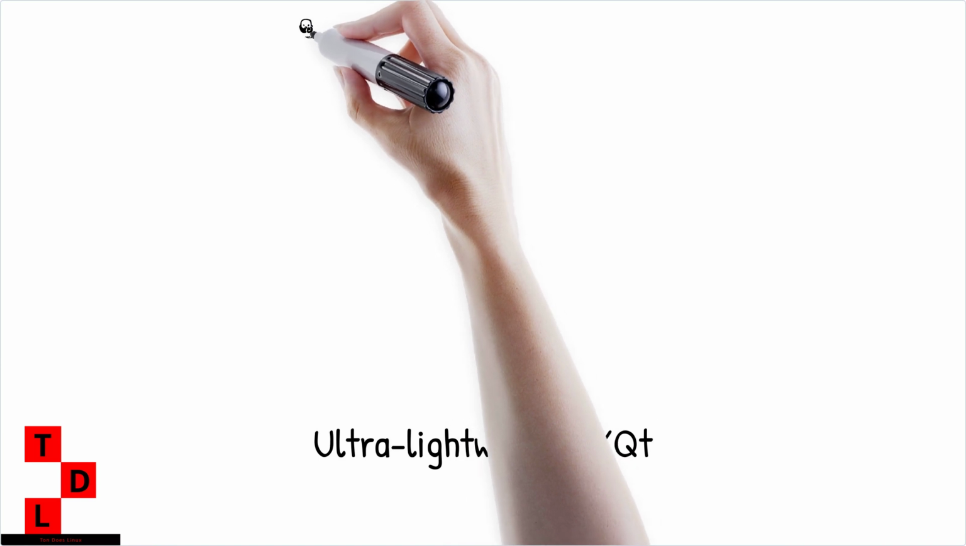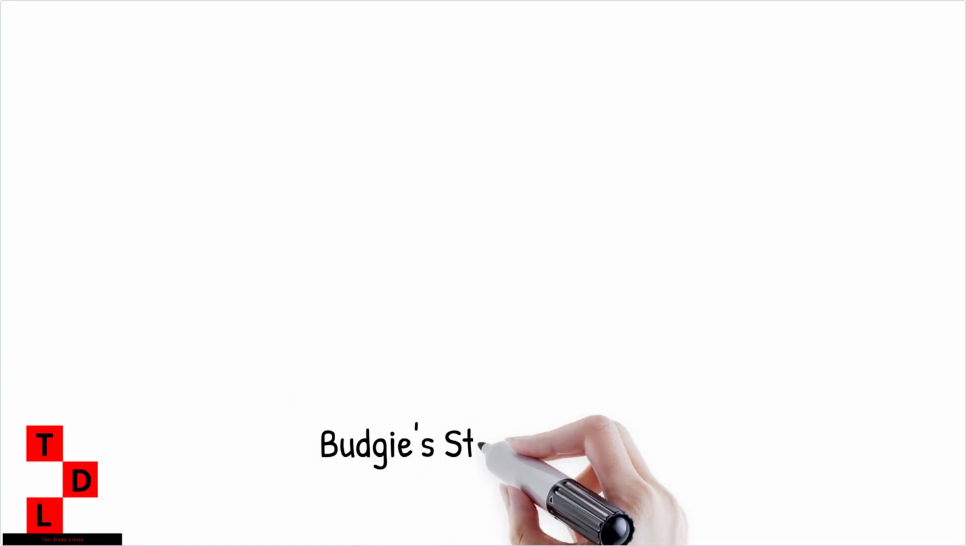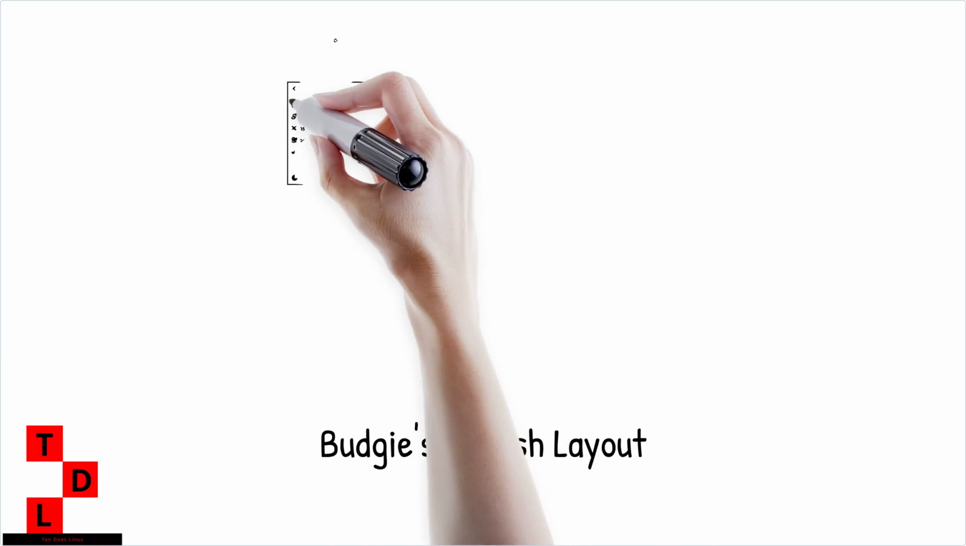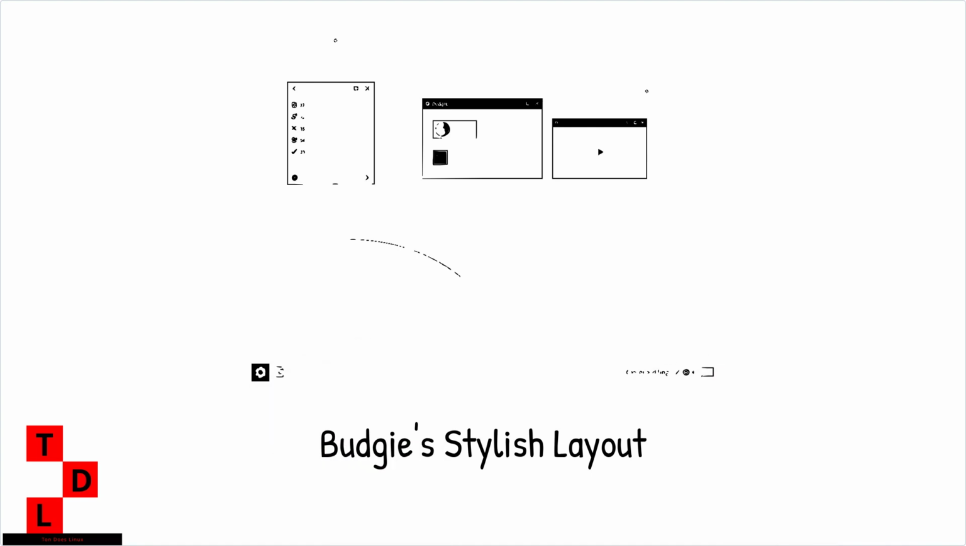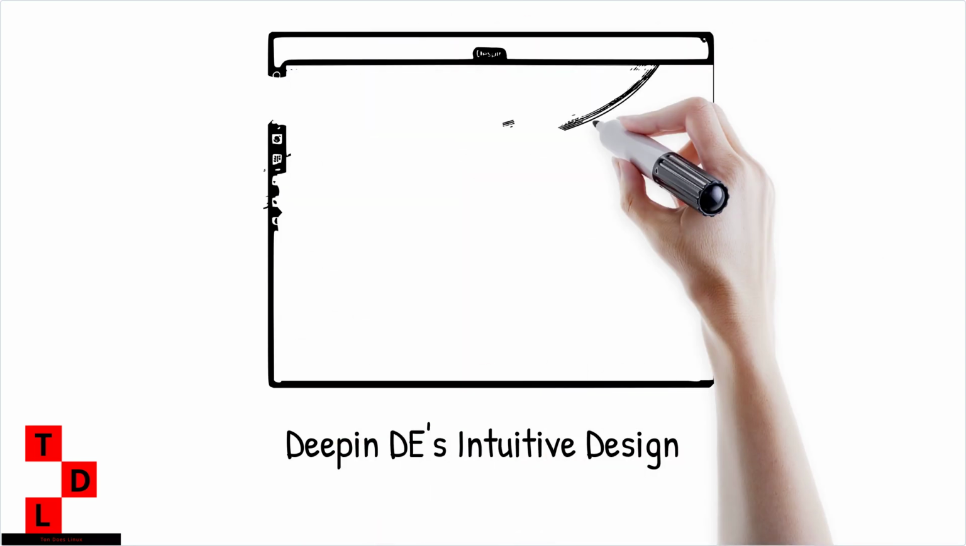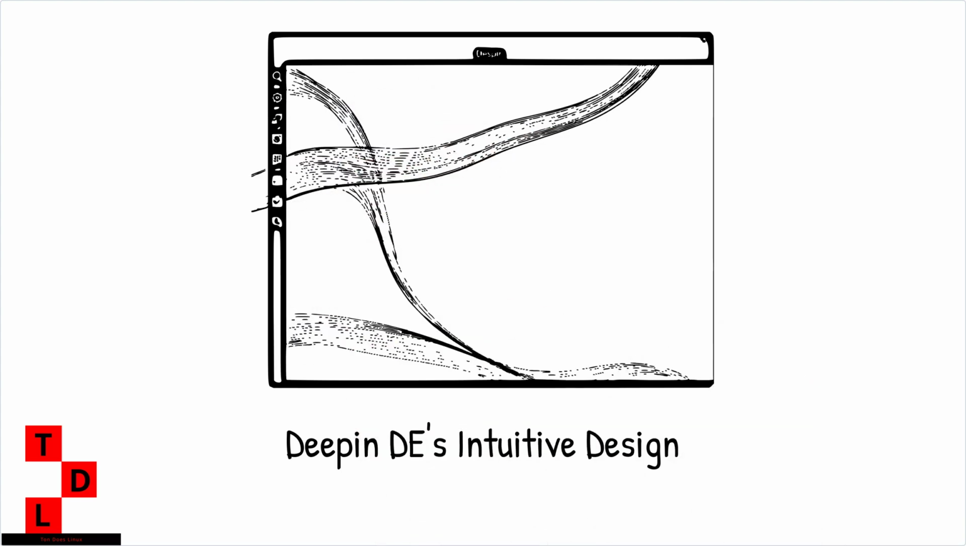7th is LXQt, perfect for those who need an ultra-lightweight environment without sacrificing functionality. Budgie fits in at number 8, offering a refreshing and stylish layout, ideal for users who value aesthetics along with performance. At 9, we have Deepin DE, known for its gorgeous design and intuitive interface, providing a visually appealing alternative.